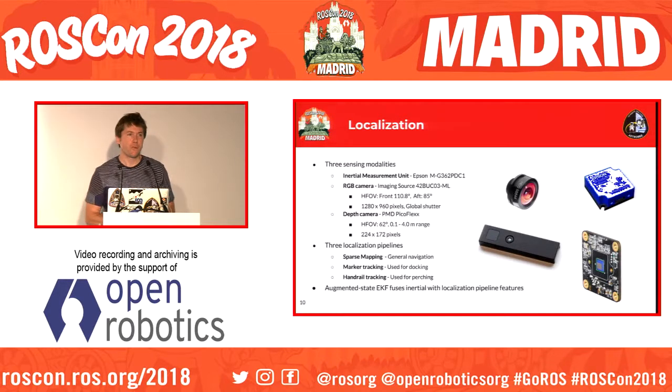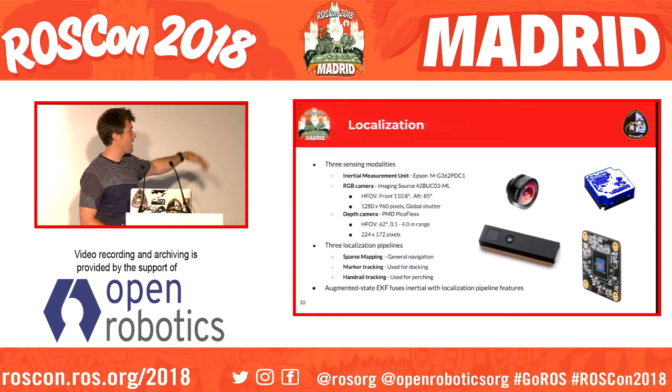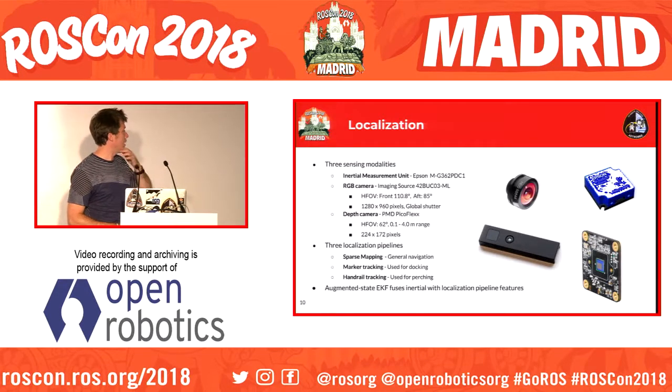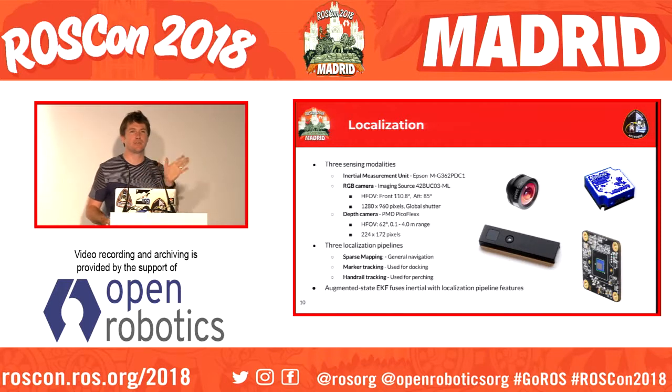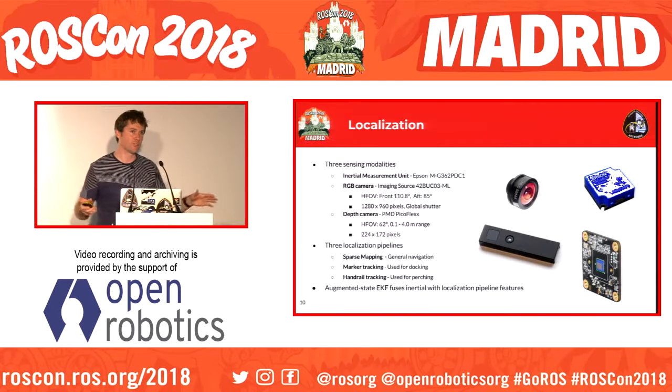So here's a little more information about our localization system. So we have the IMU, the RGB camera, and the depth camera. Its specifications are there. I don't need to go through all of them. You can just get a sense for what we have. The localization, as I mentioned, is split into a number of pipelines. We have 3 pipelines, which I'll go over. There are a few more, but they're basic utility pipelines, like turn-off localization and use ground truth, stuff that's not going to be too interesting.